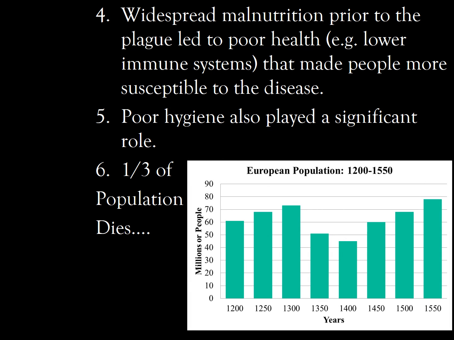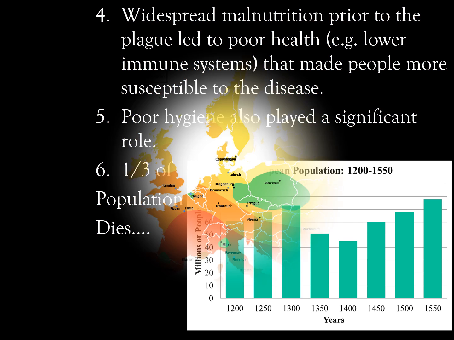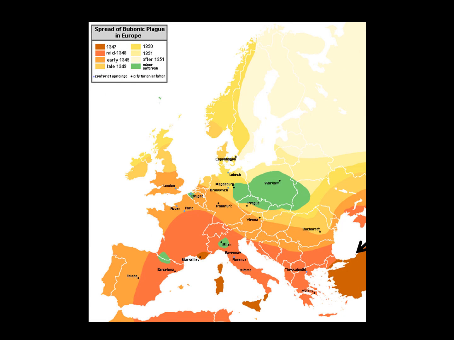Widespread malnutrition prior to the plague, largely due to the famine that occurred in 1315, led to poor health. For example, lower immune systems, and that made people more susceptible to the disease when it hit. Poor hygiene also played a significant role. Upwards of 1/3 of the population of Europe died as a result of the bubonic plague. Here's a map of the Black Death.